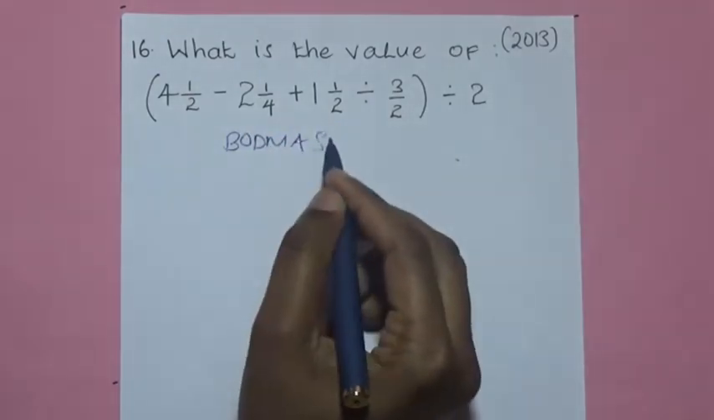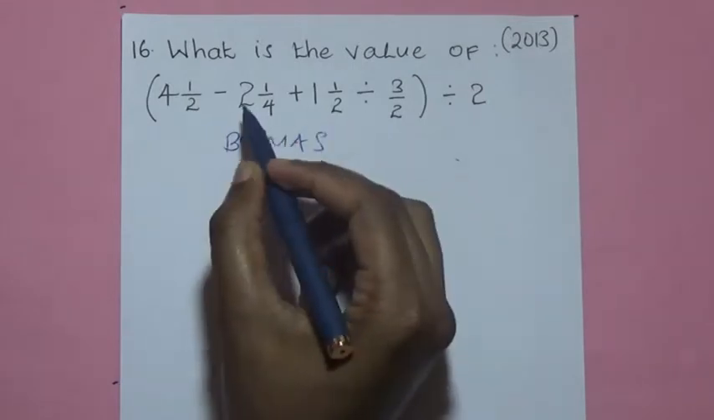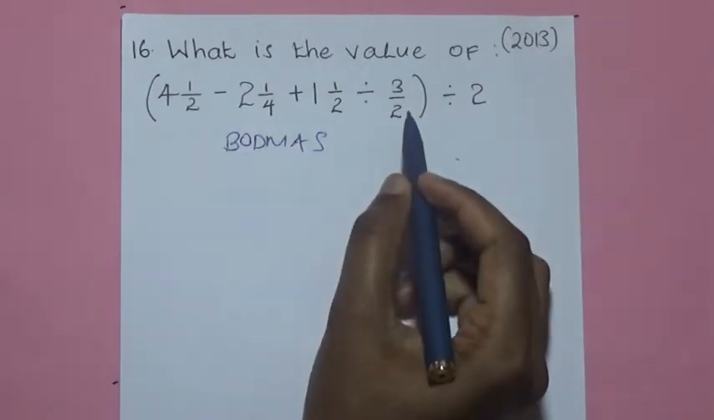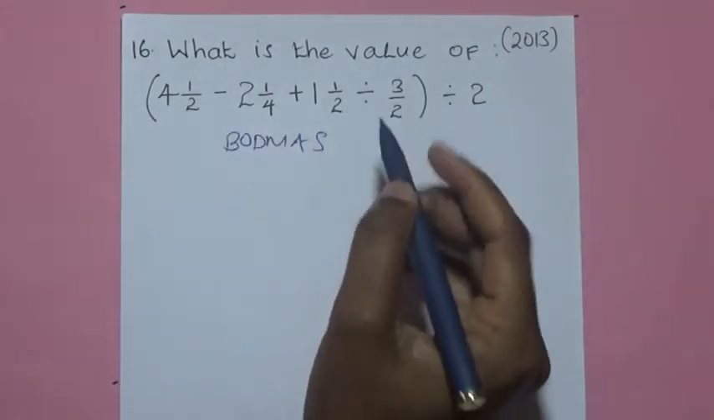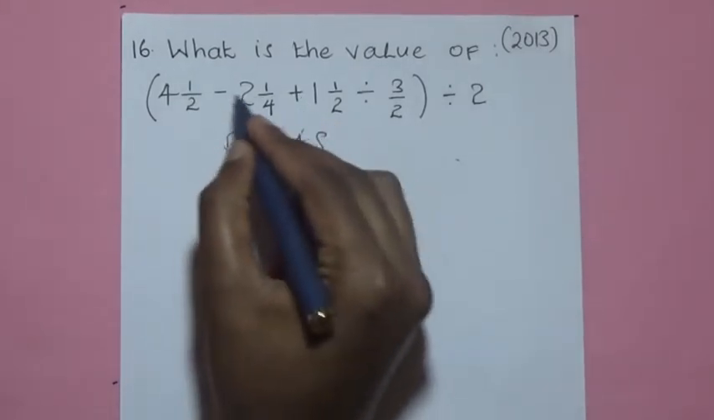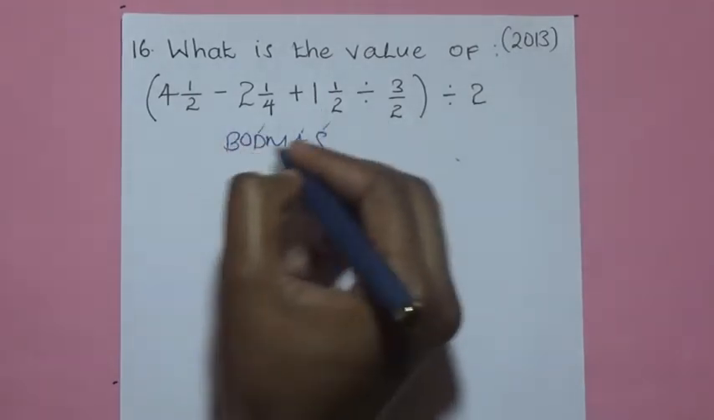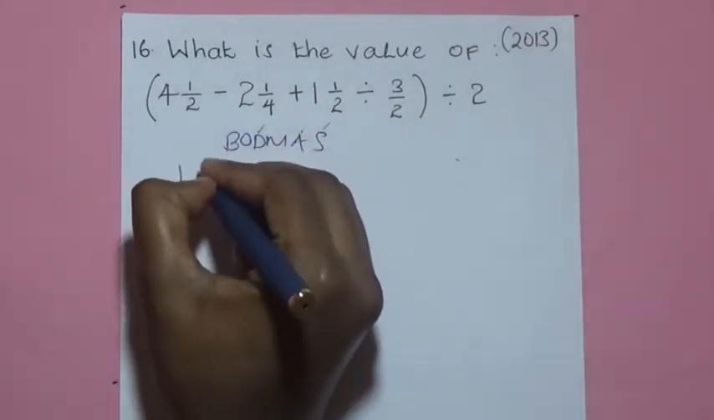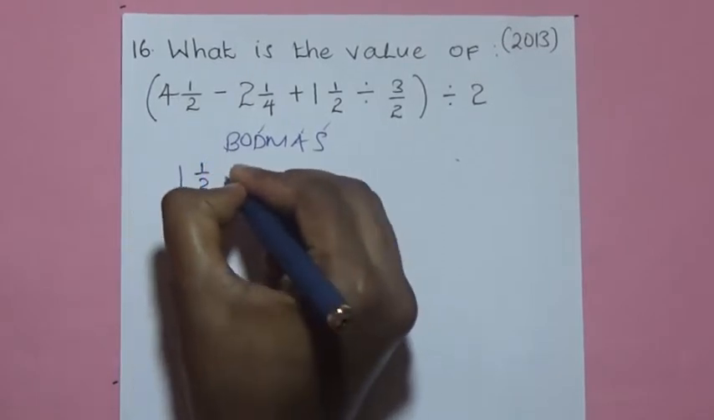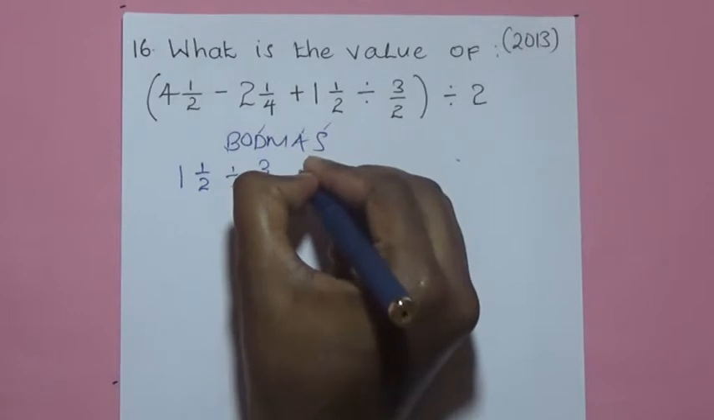And as you can see, we have the brackets. So our first step will be solving what is inside the brackets. Inside the brackets we have division, we have addition, and we have subtraction. So we are going to start with division. We have 1 and 1/2 divided by 3/2.